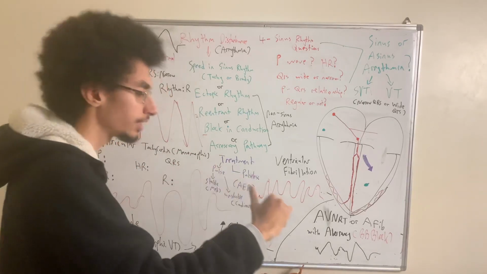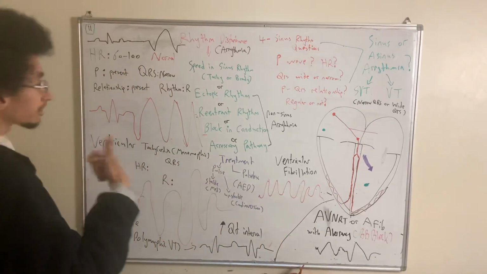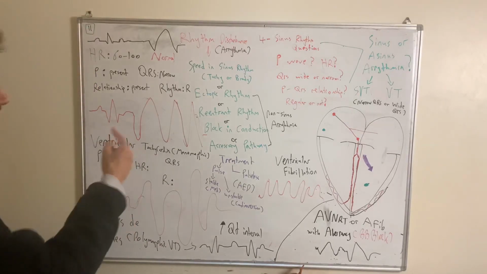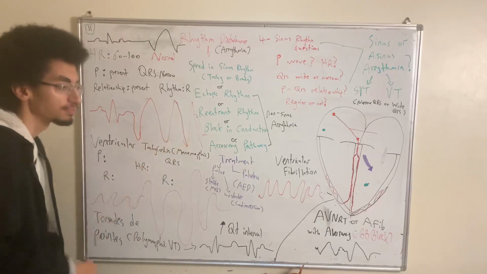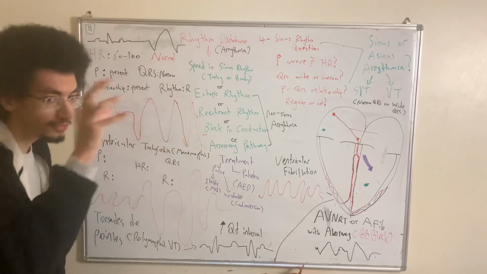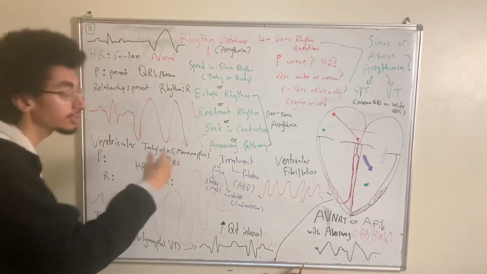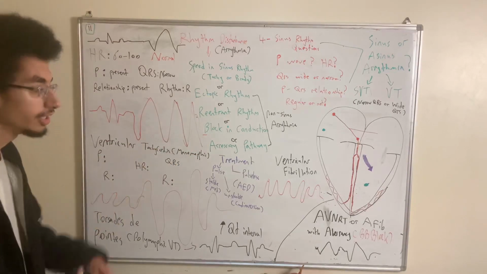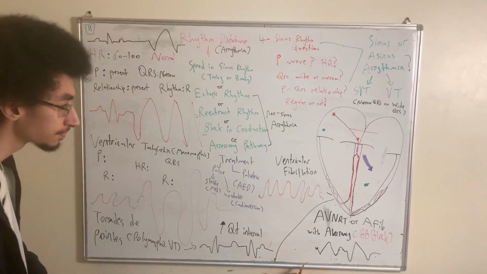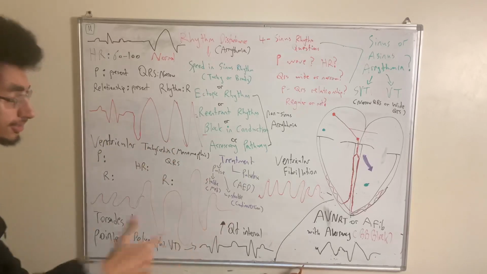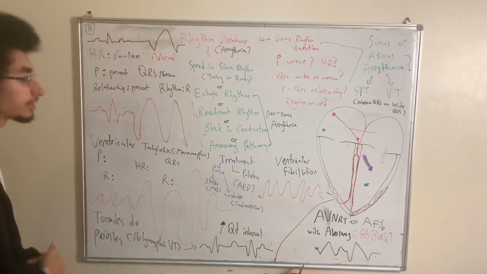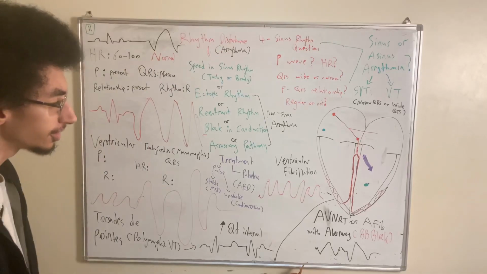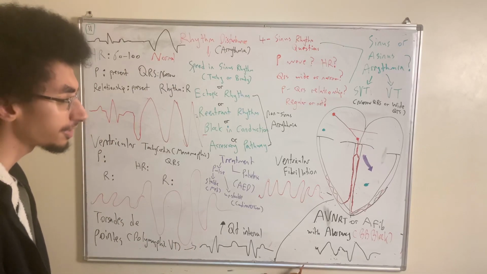Now, another criteria. If you see a PVC, 1, 2, 3, and each of them has a different shape, a different morphology. This one is bigger, this one is smaller, this one is whatever. If each of them has a different morphology, this is another sign of malignancy. If you're seeing them frequently throughout the EKG, this is a sign of malignancy.